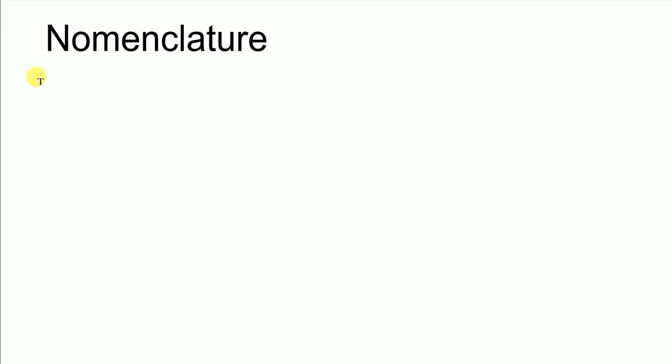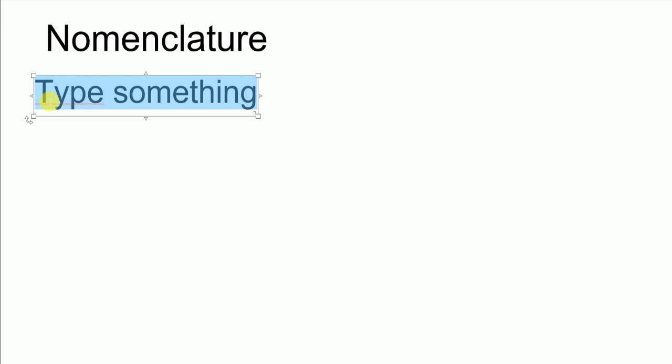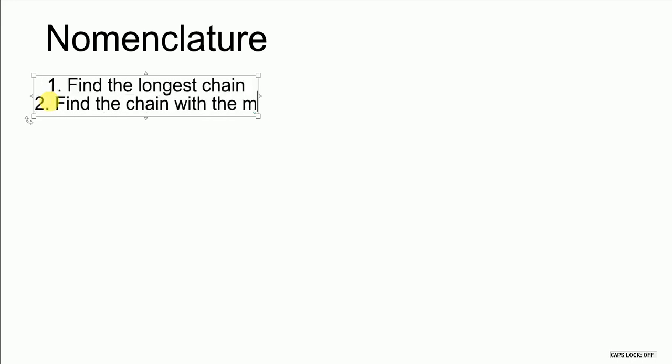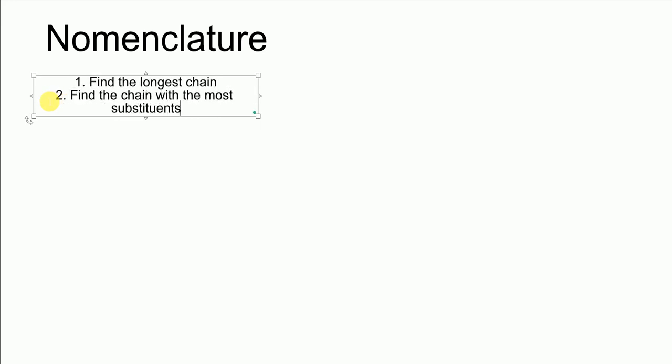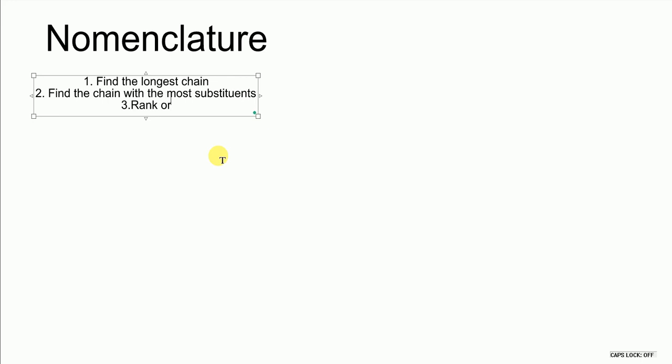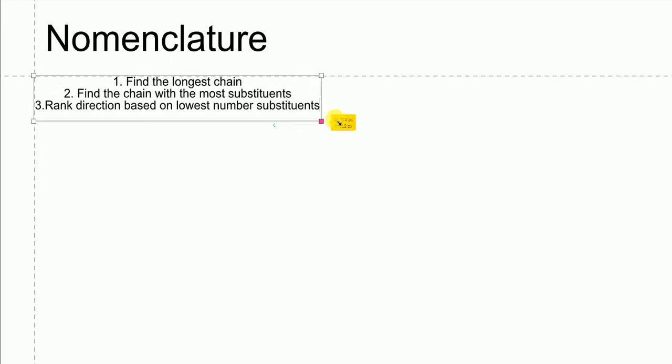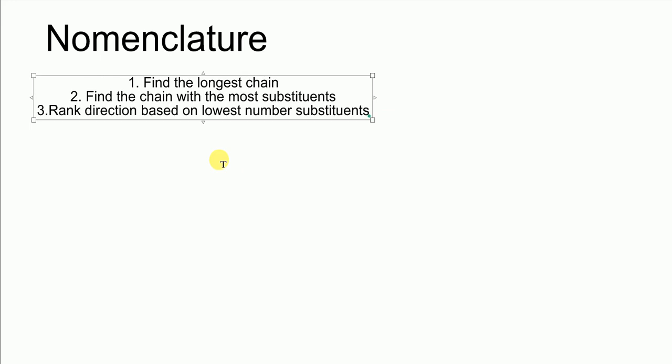So the first rule that we want to look at for nomenclature is, we're always interested in finding the longest chain. Okay, and for the second rule, we're interested in finding the chain with the most substituents. And for the third rule, after that, rank direction based on lowest number substituents. Okay, so these are your three main rules that we're going to use to figure out what we call the parent chain.